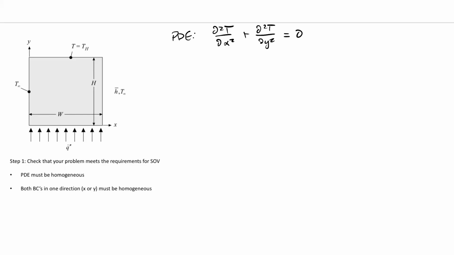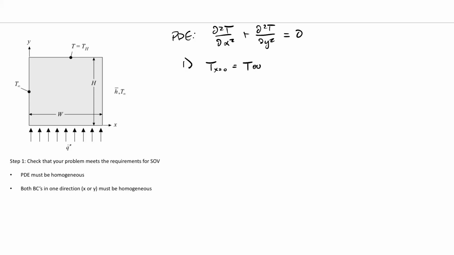Where we end up being different is looking at the boundaries. So let's write out our boundary conditions. Our first boundary condition, let's look at x equals 0. At x equals 0, what do we have? We have T is equal to T infinity.